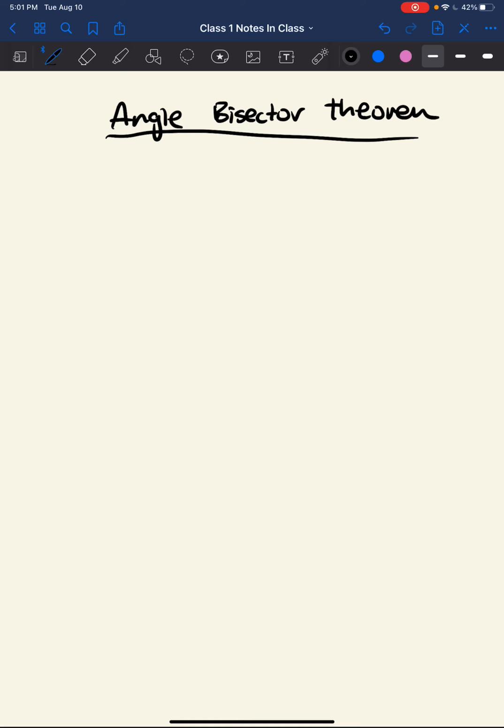This theorem, as you might get from the name, angle bisector, is for bisecting an angle. Bisecting means splitting an angle in half. So in this case, I split angle A into 2 thetas.